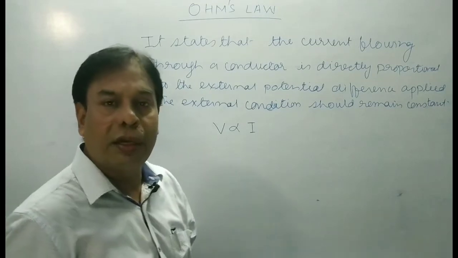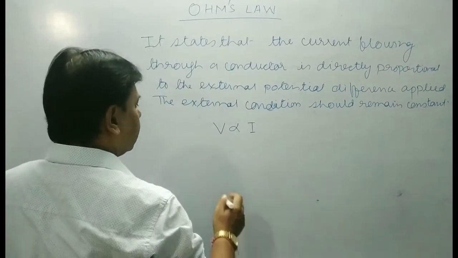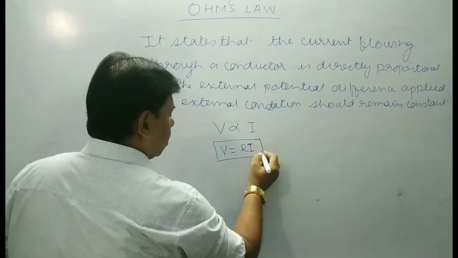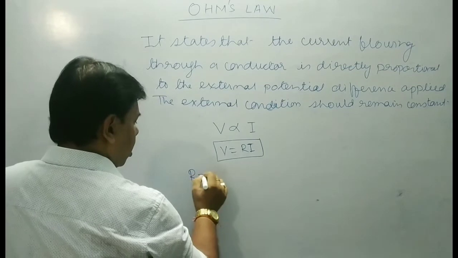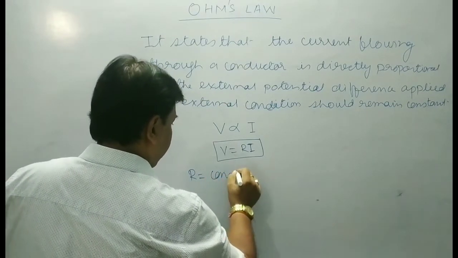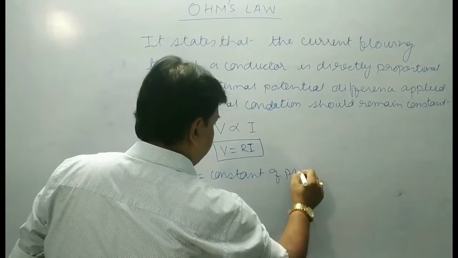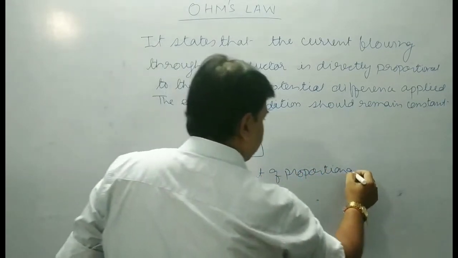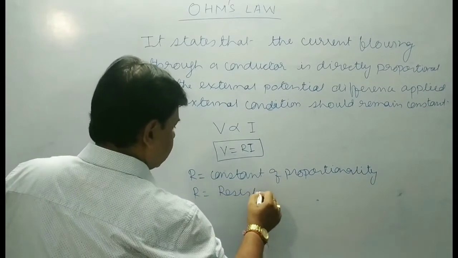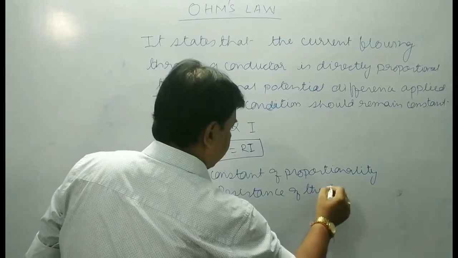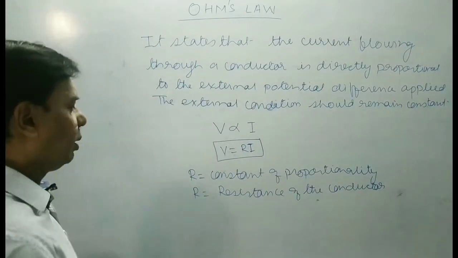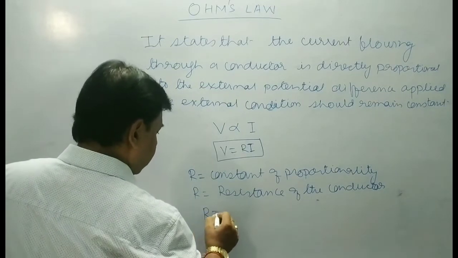Since proportionality is there, there must be some proportionality constant. So we will write V is equal to RI. What is R? R, first of all, we will define according to the equation as constant of proportionality. Second, R is called resistance of the conductor. We will discuss this R elaborately. That should be kept in mind. So we can write R equal to V by I.